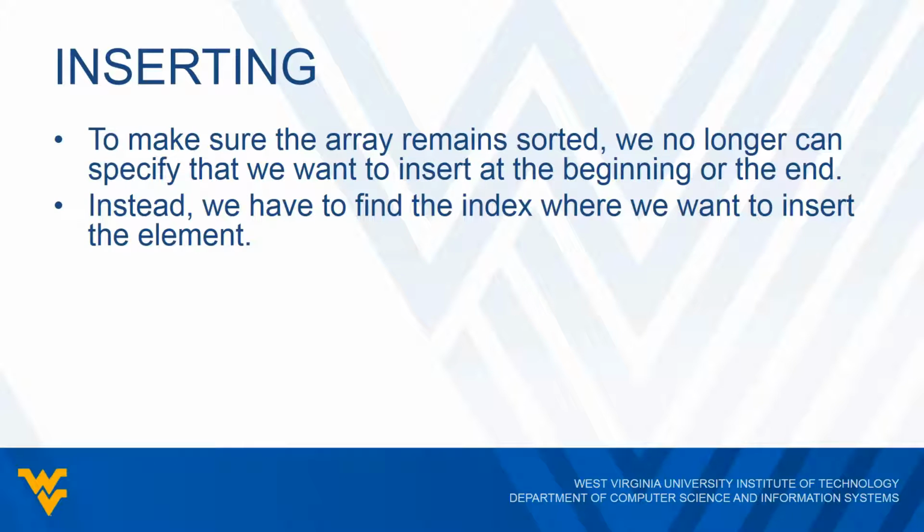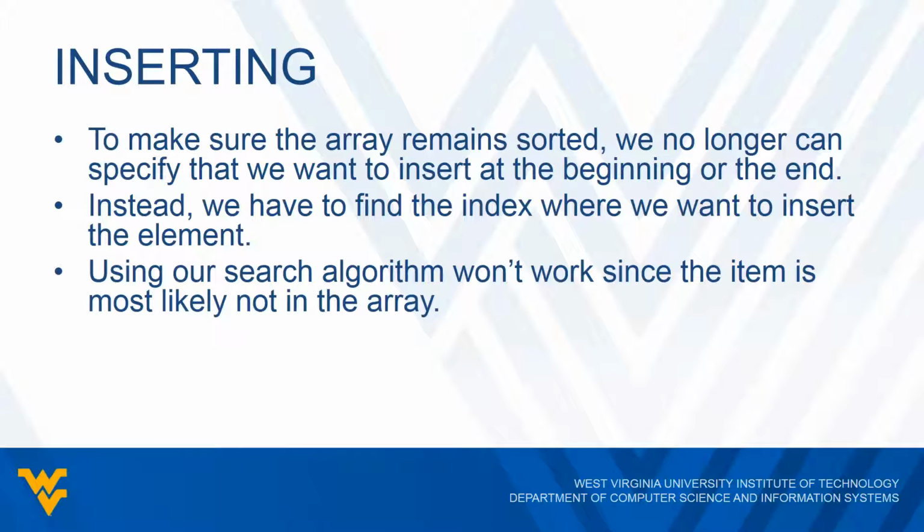Instead, we have to find the index where we want to insert the element. So it's not even saying that we want to insert at a specific spot. We have to say we want to insert this element, and then we're going to have to search through the array until we find the appropriate place to put this. Now we can't just use our typical sequential search to do that. So our normal searching algorithm isn't going to work because it's most likely the case that the element is not already in the array. So if we're trying to put something new in there and we use sequential search, it's just going to return a -1 and say it's not there.